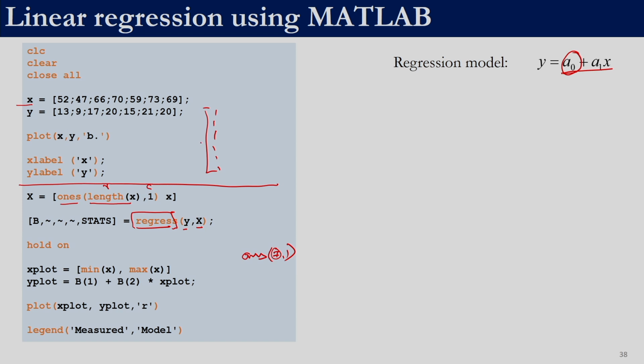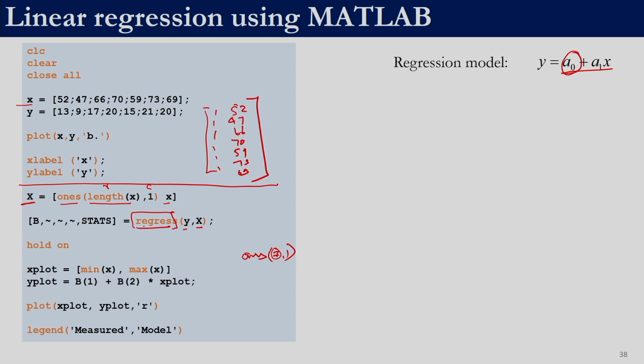So this will just give us a column of ones. How many rows? 7 rows, because the length of x is 7, and then we are stacking this x vector. So basically what we are doing is 152, 147, 166, 170, 159, 173 and 169, right. So this is what we are constructing as capital X, as uppercase X, right. So once we have constructed this, we are ready to use the regress function.